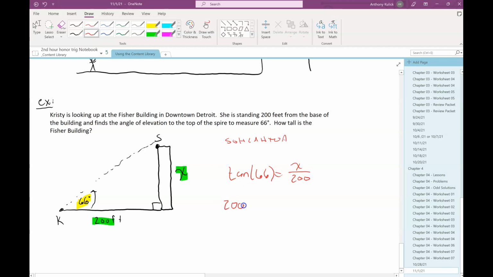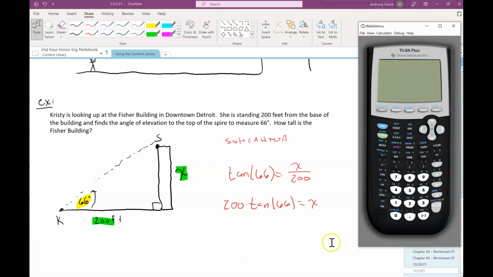I can multiply both sides by 200 to get the x by itself. And then it's calculator time. What do I have to be mindful of before I type this into my calculator? The mode. What mode should I be in to type this into my calculator? Degrees. How do I know that? The angle was measured in degrees, right? What mode do I know my calculator's in right now? Radians, because we just got done doing radian problems, so I got to make sure I switch that first.